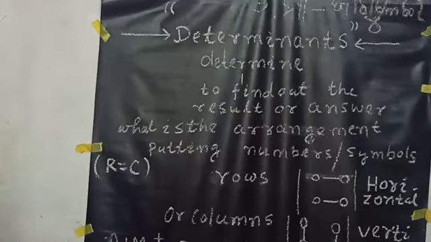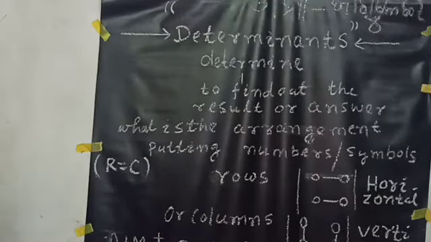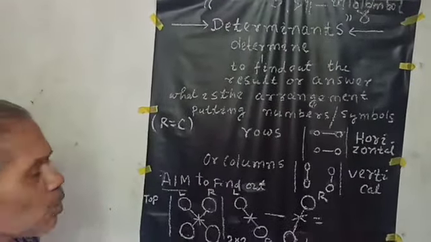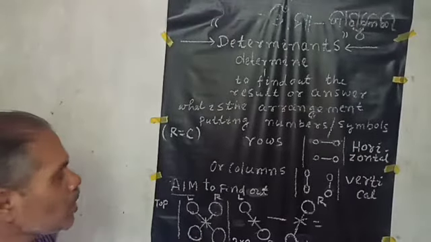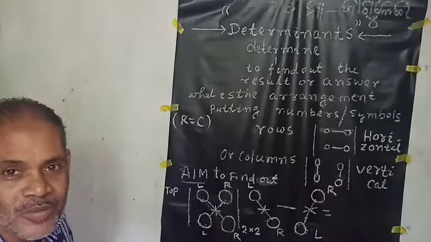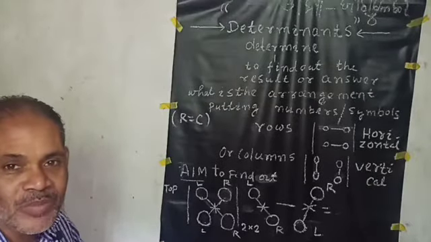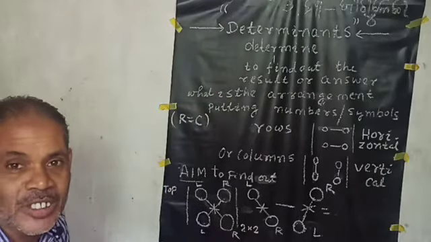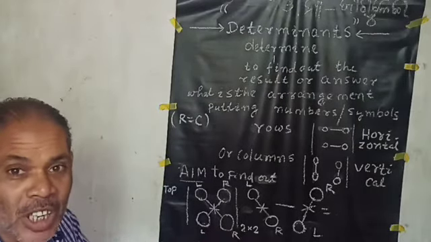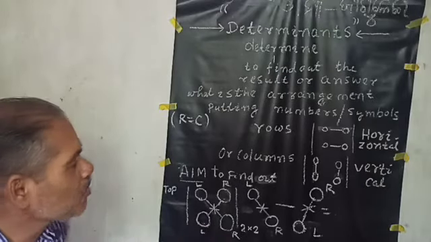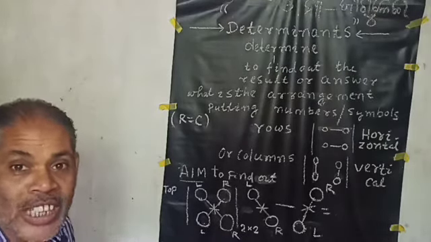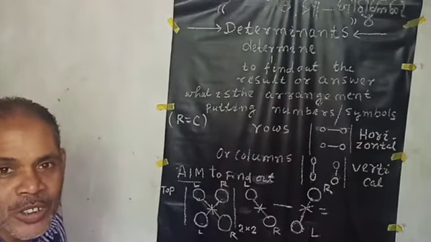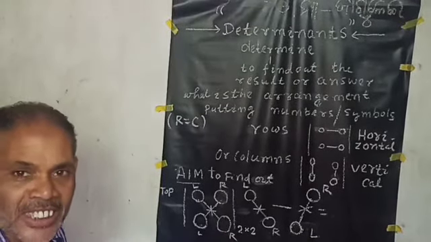Determinants. What is the meaning of determinants? In dictionary meaning, it comes from the word determine. Determine means to find out the answer or the result of an arrangement. That arrangement is called determinant. The meaning of determinant is the arrangement of certain numbers or symbols in equal number of rows and columns within two vertical lines. Do you understand? I think you better understand.